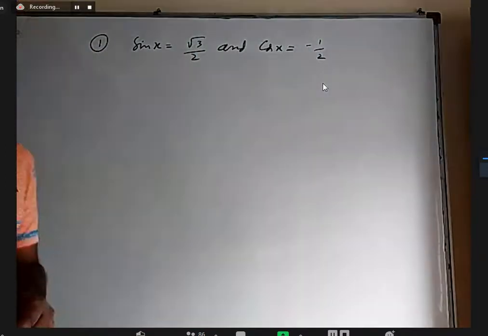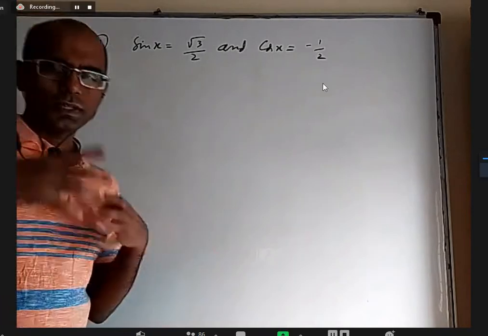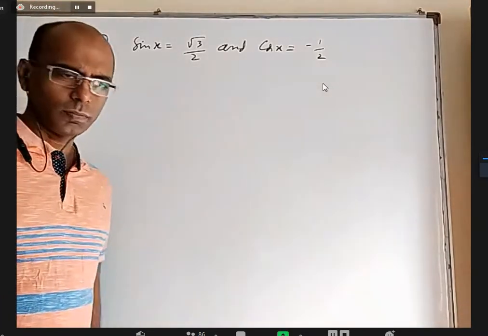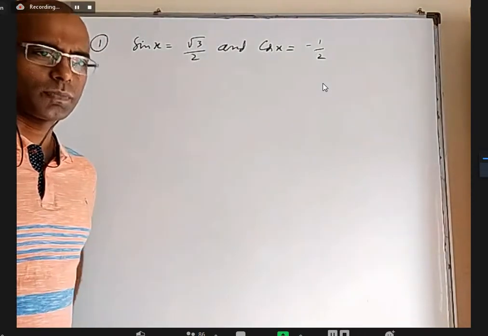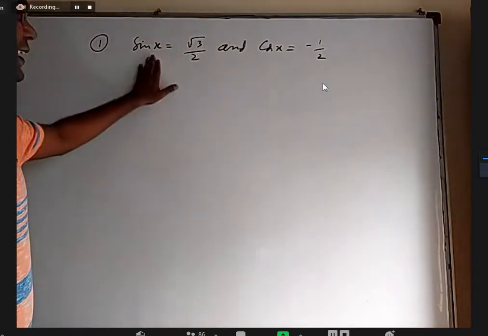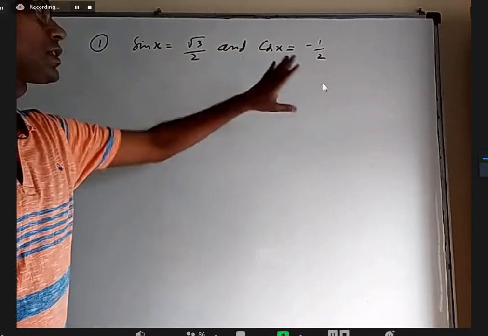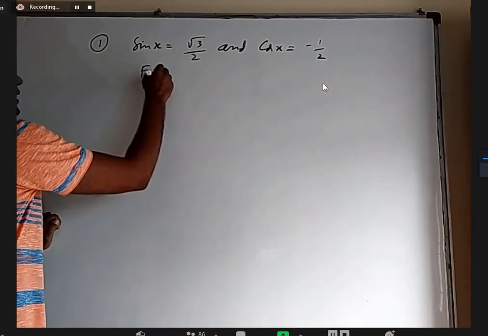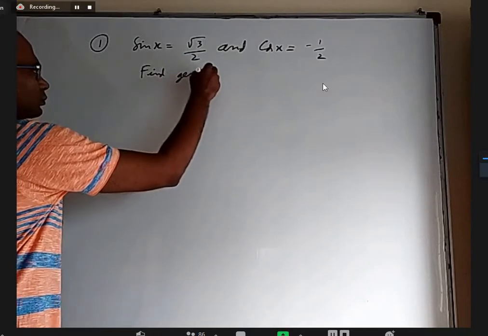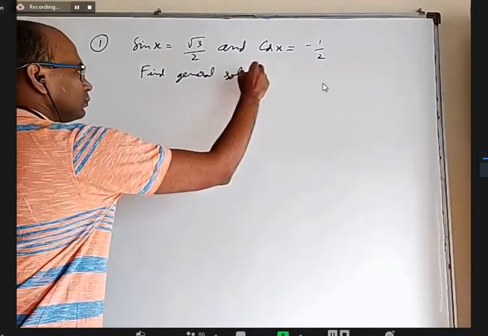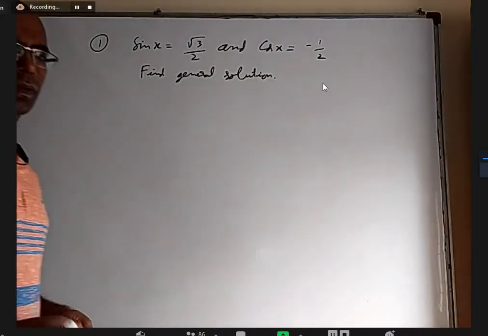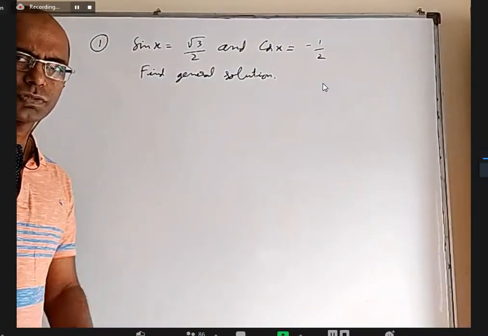I may not necessarily give the questions in the same order as the formulas that were done in the class. Actually, for the last three formulas that we discussed, I'm giving one or two questions based on that. Sin x equal to root 3 by 2 and cos x equal to minus 1 by 2. We have to find a general solution. General solution means basically all possible solutions put together.